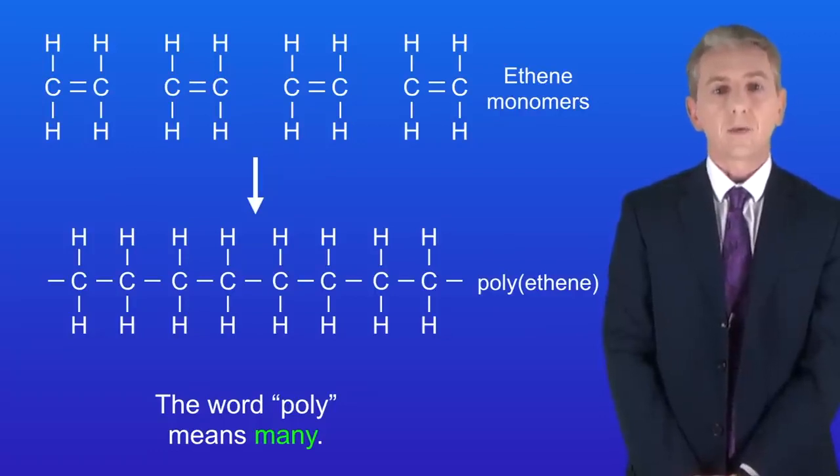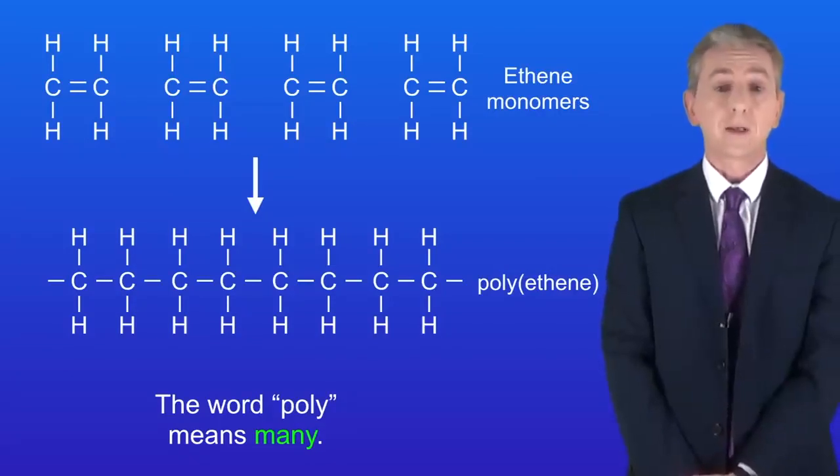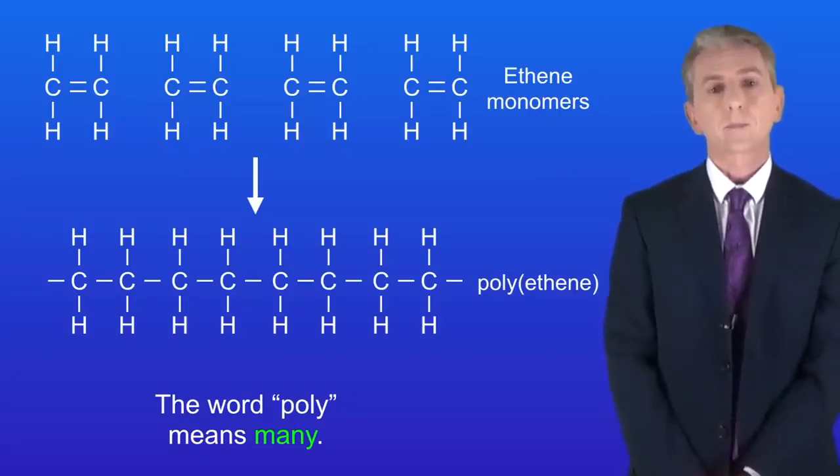Now, students sometimes ask what happens at the ends of the polymer, but at GCSE you're not required to know that. Okay, now scientists have a shorthand way of showing the structure of a polymer, and that's called the repeating unit. We're going to look at that now.